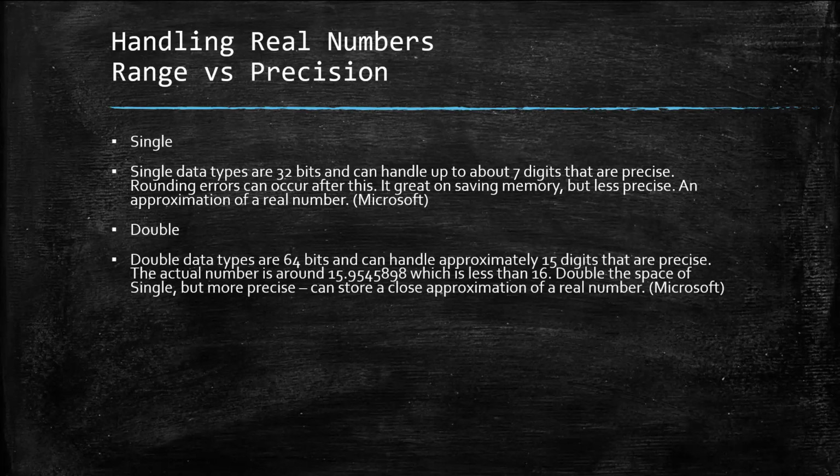What about double? It takes up twice the amount of memory, 64 bits, but can handle approximately 15 digits that are precise. Now somebody calculated it out, and it actually came out to 15.9545898 digits, which is less than 16. Some people say 15, some people say 16. It all depends on where you view this. So it takes double the space of single, but it is more precise. Microsoft describes it as being able to store a close approximation of a real number.